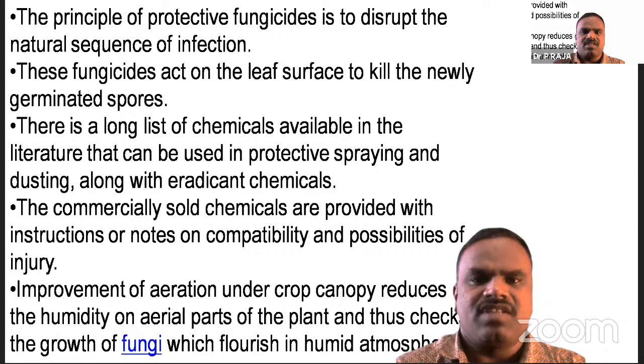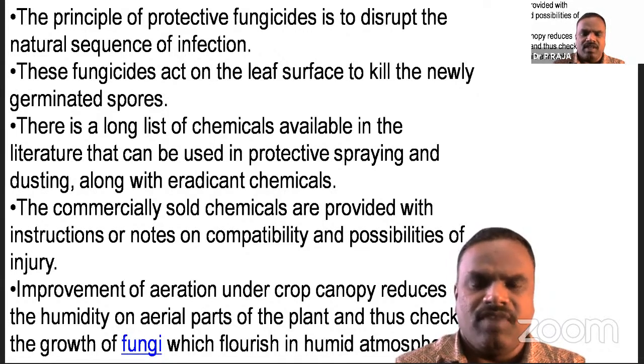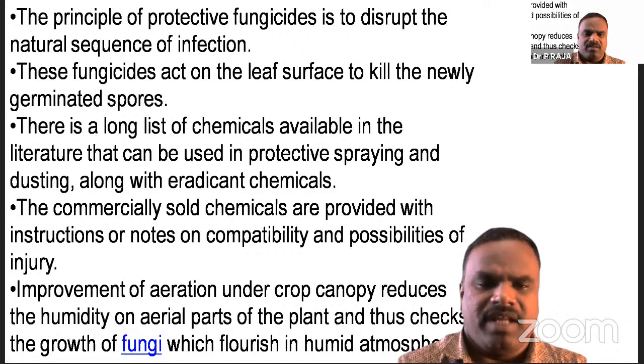These fungicides act on the leaf surface to kill the newly germinated spores. The first step is the arrival of the pathogen on the host, and then it starts germinating. So some chemicals will kill the spores. And there are a lot of chemicals available in the literature, for protective spraying and dusting along with eradicant chemicals. Commercially sold chemicals are provided with an instruction note on compatibility and possibilities of injury. There are different kinds of fungicides, and they are specific to the specific pathogen. We must know which kind of fungicide is recommended to kill which kind of pathogen.